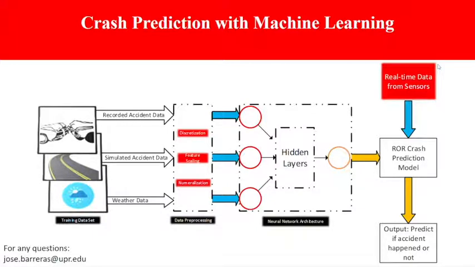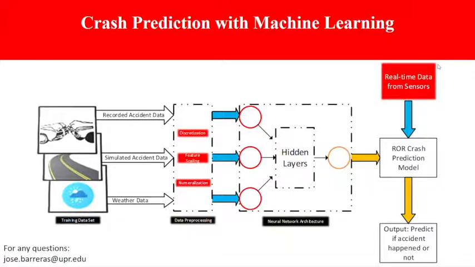project. To the left, we have the different components of our training set, which consists of the recorded accident data, simulated accident data, and weather data. The simulated accident data will come from real trials of a vehicle on campus to test the employed sensors. Moving to the right, the data preprocessing section will convert our raw data into a structured format that can be adequately processed by a machine learning algorithm.